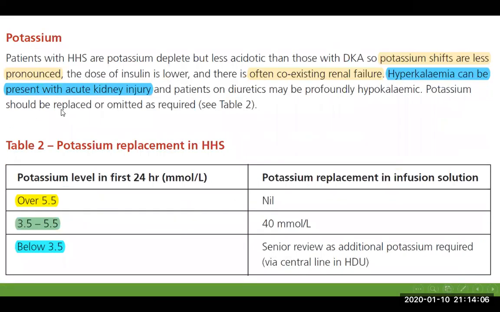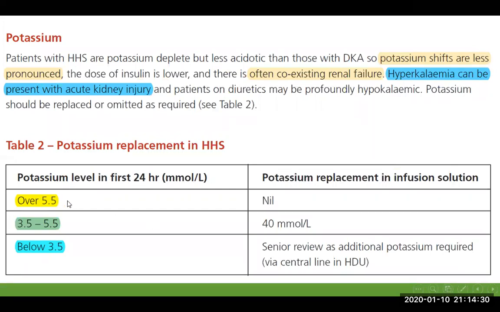And of course, the potassium, as in DKA. Don't forget that in the case of hyperosmolar hyperglycemic state, the patient is elderly with a lot of other comorbidities. We must check for renal failure because hyperkalemia may be the presenting manifestation of renal impairment. So don't forget to check the potassium in every case initially.